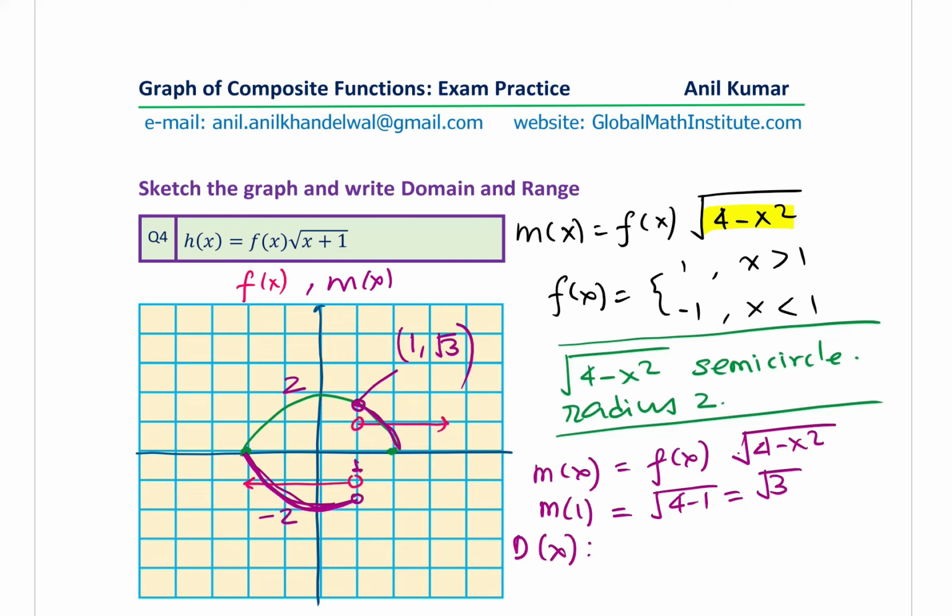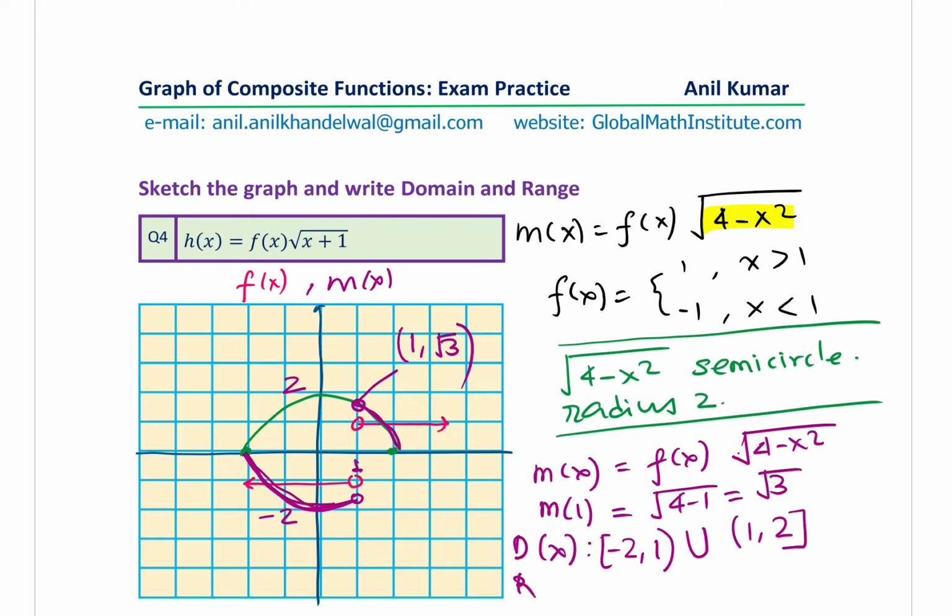So let's write down the domain for the function m of x. In this case, the domain is what? The domain is within x equals plus minus 2, within that interval, where 1 is not in the domain. So you could write the domain as from minus 2 to 1, where 1 is not included, union from 1 to plus 2. So that becomes the domain of the function.